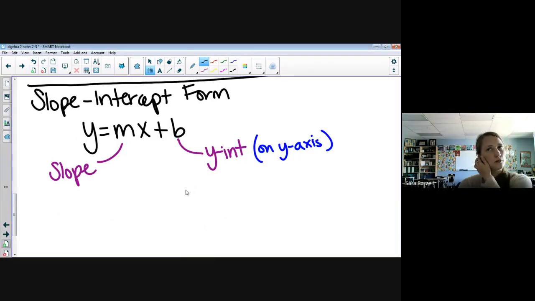Kobe, do you still need that slope problem or you get it? Okay, good. So they're going to give us a slope and they're going to give us a y-intercept. And we're going to write it in slope-intercept form, and then we're going to graph that equation.